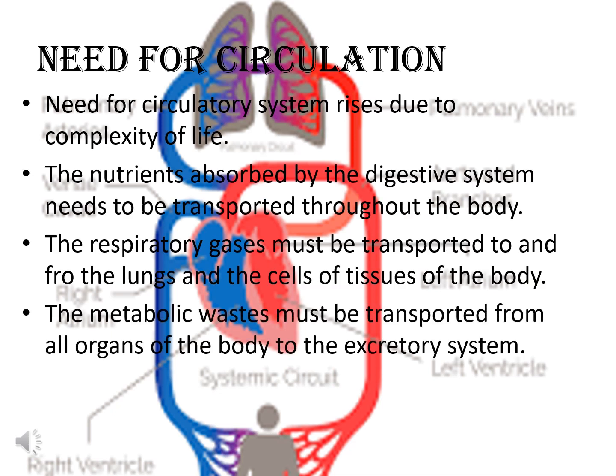So, what's the need of circulation? It arises due to the complexity of life. As we all know, humans are very complex organisms, due to which the nutrients absorbed by the digestive system need to be transported throughout the body. The respiratory gases must be transported to and fro the lungs and the cells of the tissues of the body. The metabolic wastes must be transported from all organs of the body to the excretory system.